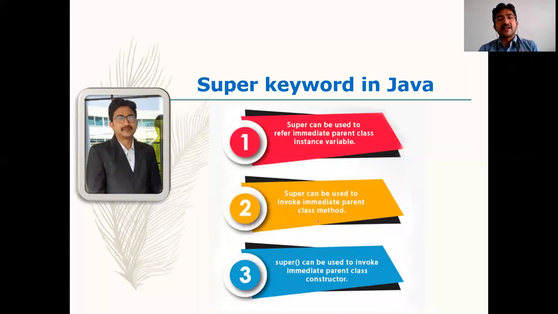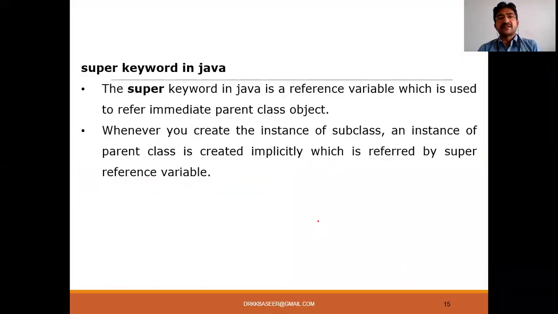The third use: with the help of this super keyword, we can also invoke the immediate parent class constructors. So the main objective of the super keyword is that we can directly access the parent class data members, methods, and constructors. That is the advantage of super. Instead of creating a separate object for the parent class, we can simply access them with the help of the super keyword.